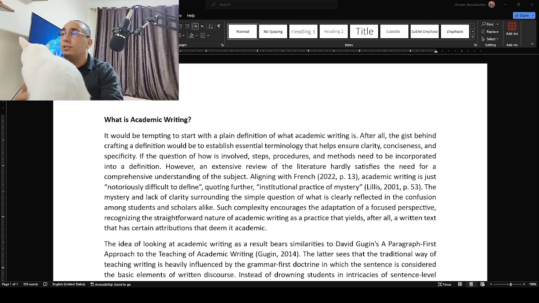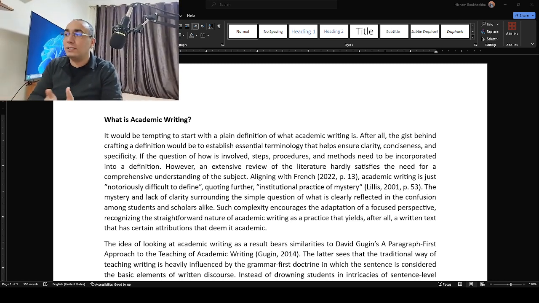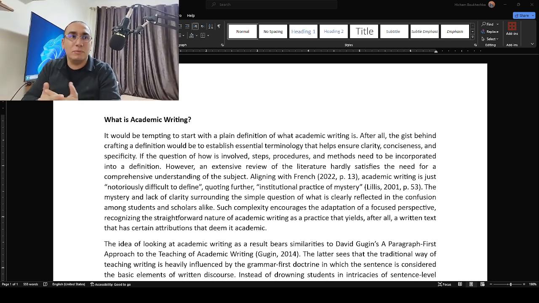So, we continue: the mystery and the lack of clarity surrounding the simple question of what is clearly reflected in the confusion among students and scholars. And this is why we all have these problems. All of us suffer from the idea of what is academic writing. Now, such complexity here encourages what? The adoption of a focused perspective. So what I'm proposing here is that we recognize the straightforward nature of academic writing as a practice, because at the end it's a practice, because you do something, that yields, after all, a written text.